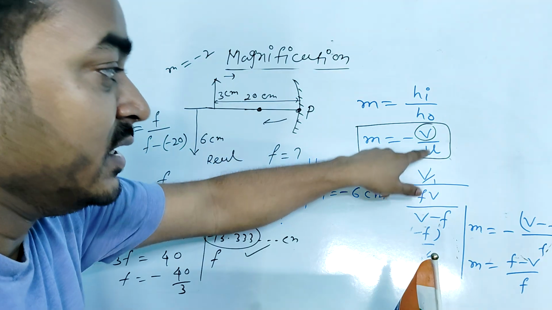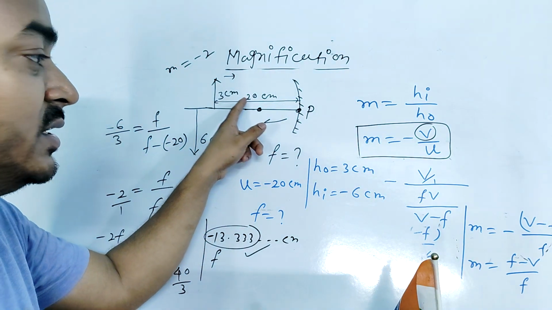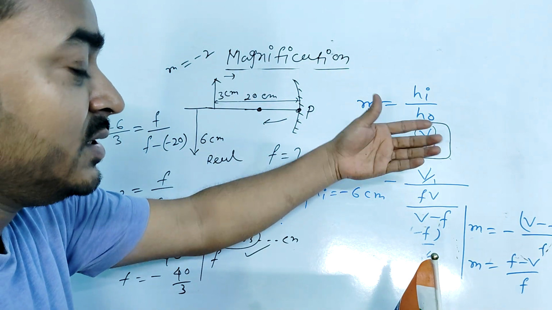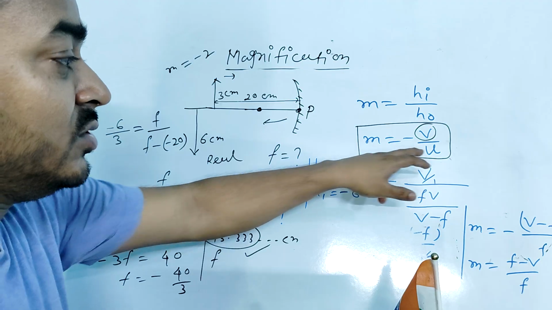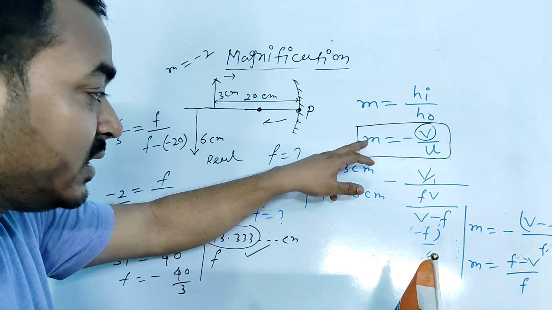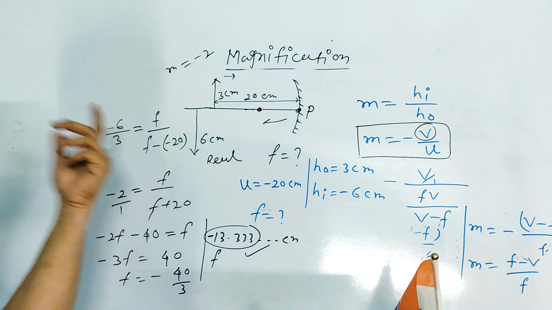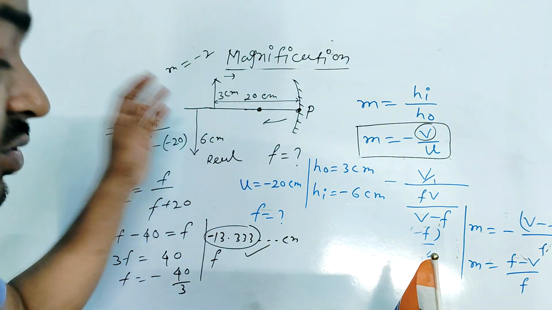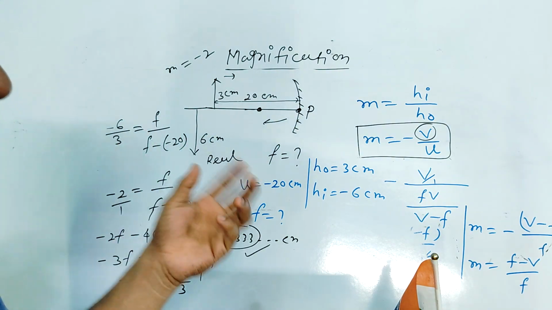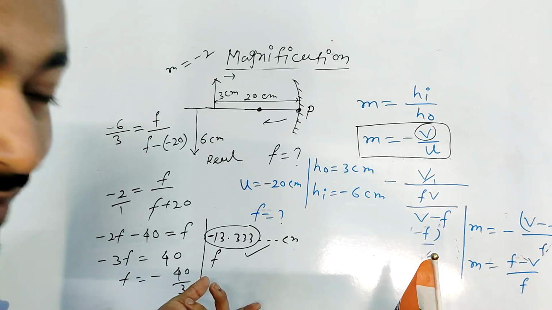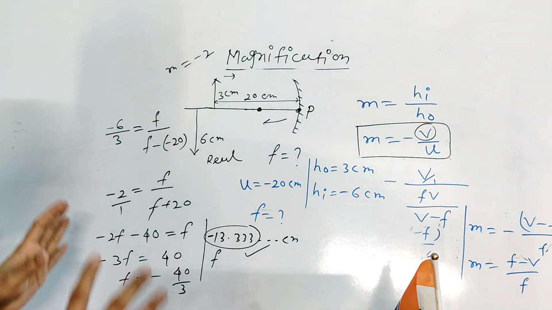You have to find v, and u equals minus 20. So m equals minus v by u, and with minus 2 and u minus 20, v equals minus 40 centimeter. v equals minus 40 centimeter, from the pole. Is it clear? So like this, you can deal with magnification.